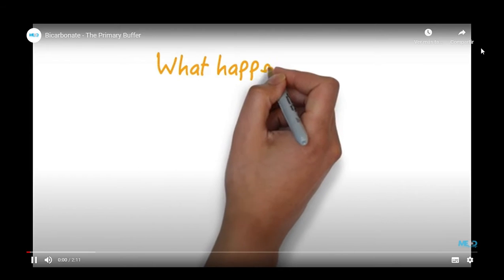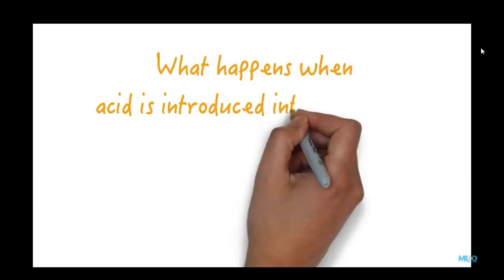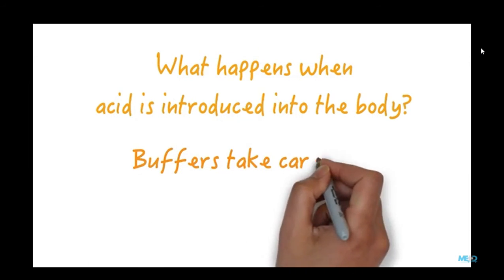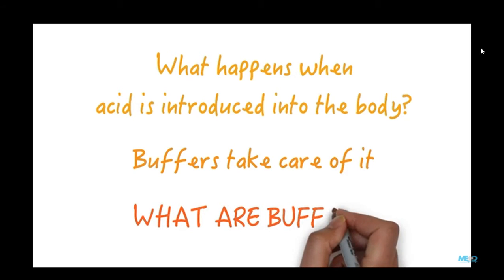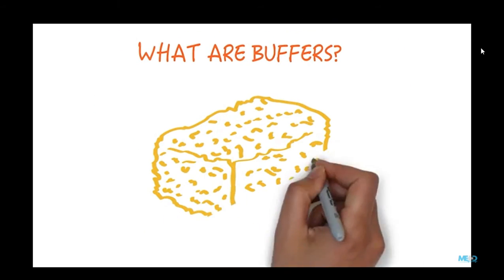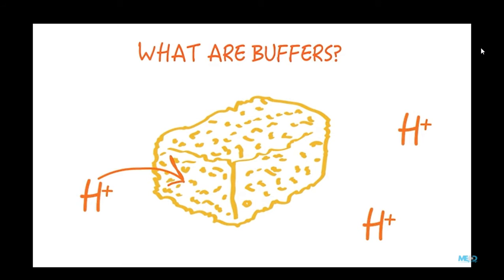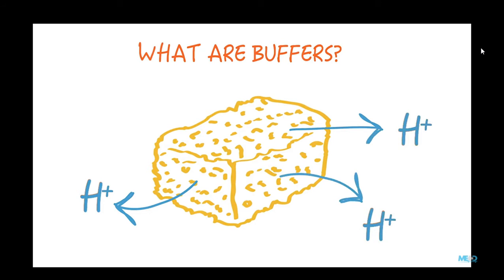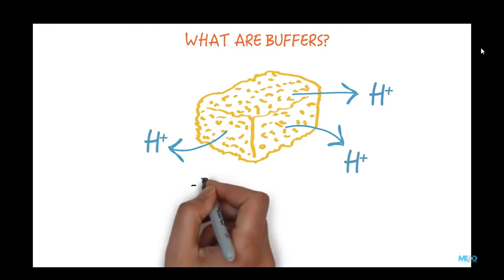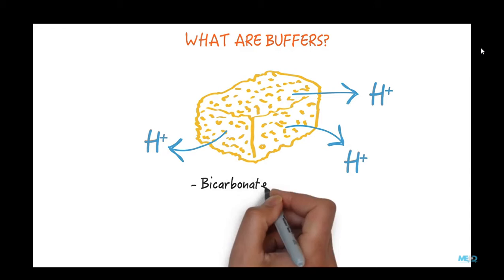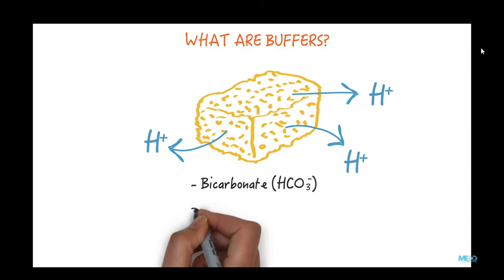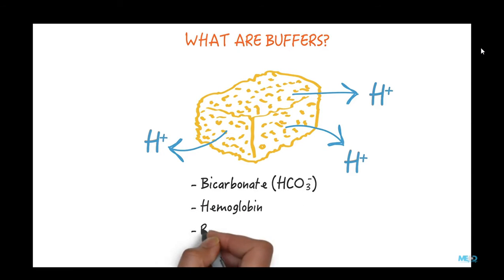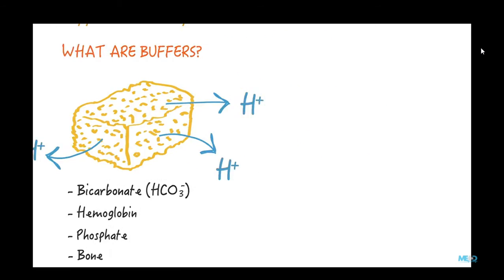What actually happens when acid is introduced into the body? Well, buffers take care of it. What are buffers? Buffers act like sponges, taking up hydrogen ions when there's too much of them and releasing them when there's too little. The primary buffers in the body are bicarbonate, or HCO3-, hemoglobin, phosphate, and bone.